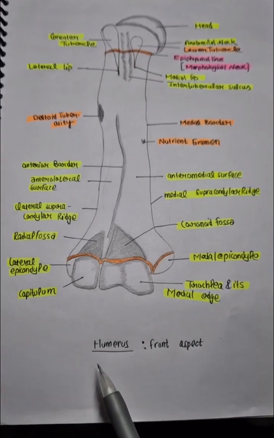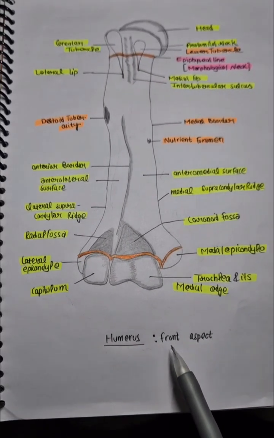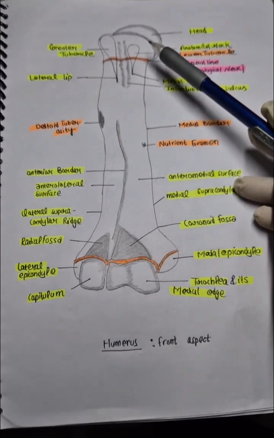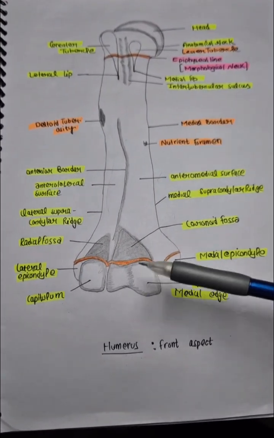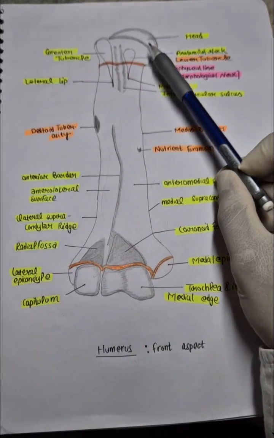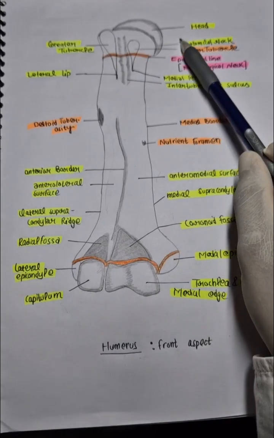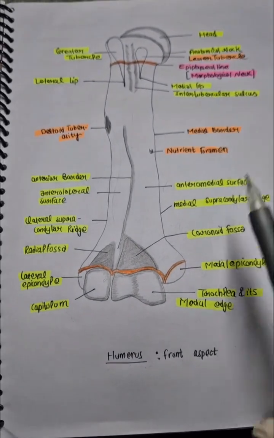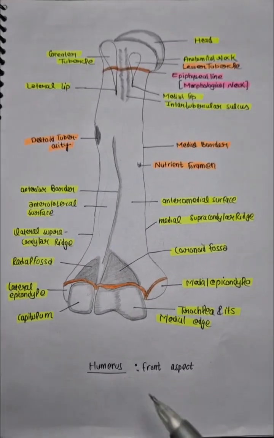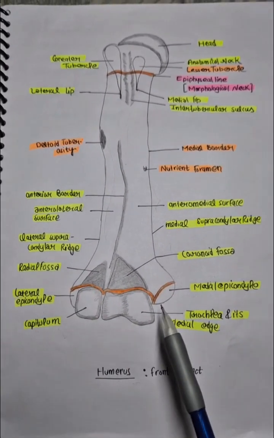We are going to discuss the humerus, particularly its front aspect. Now this is the upper end, this is the lower end, and this is the shaft of the humerus bone. The upper end is rounded to form the head, and the lower end is flattened from before backwards and expanded from side to side.